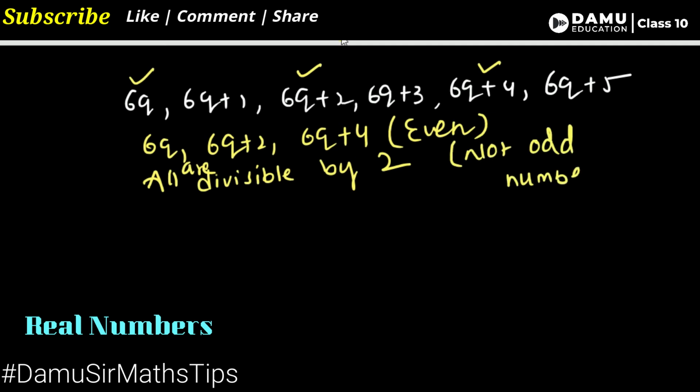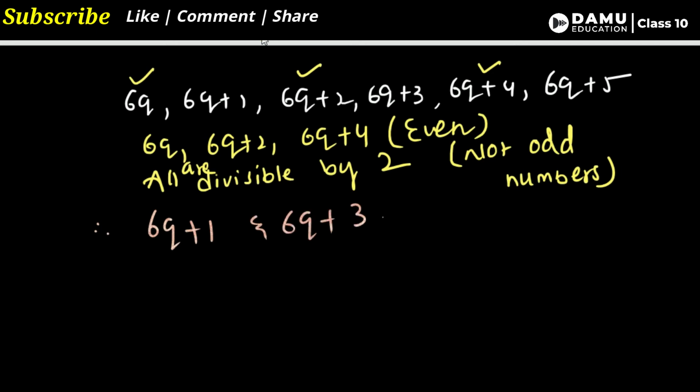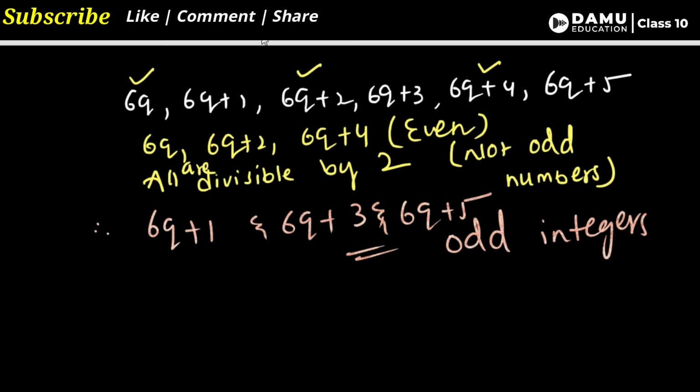So the cases are 6q plus 1, 6q plus 3 and 6q plus 5. These are all the odd integers. Why? Because 6 is divisible by 2, and adding 2 or 4 is also divisible by 2. So a will be equal to 6q plus 1.